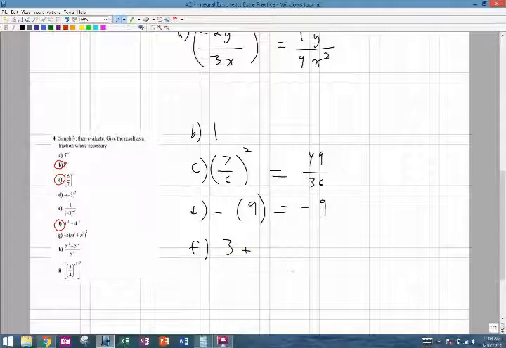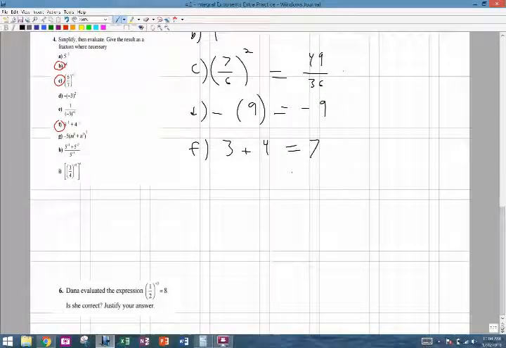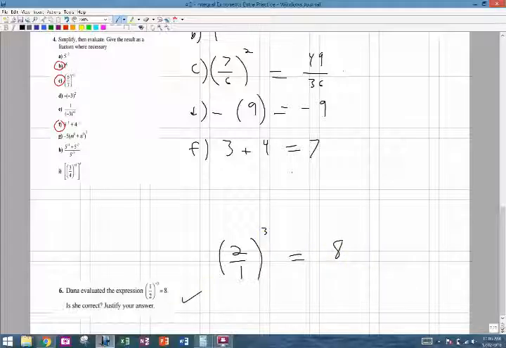Plus 4 to the power of 1, which is just 4. And that equals 7. So hopefully that helps you with a bit of extra practice on... Oh, last one, sorry. Dana evaluated the expression to equal 8. So all we need to do is just work it out and see if she was correct. So the negative 3, negative sign flips it, so it becomes 2 over 1 to the power of 3. 2 cubed is 8. 1 cubed is 1, so it would be 8 divided by 1, which is 8. She's right.